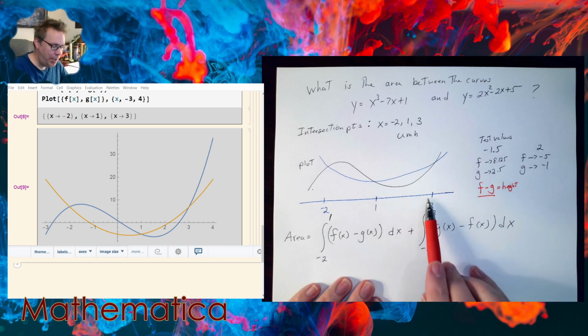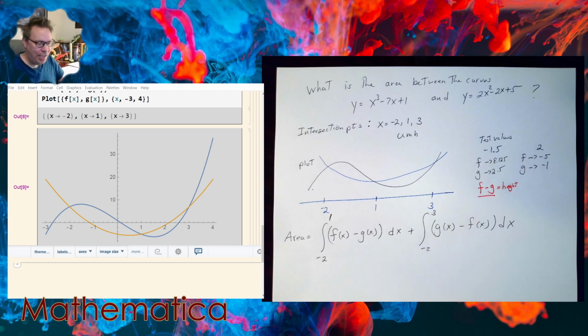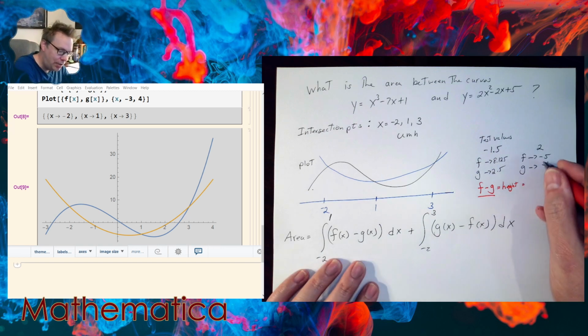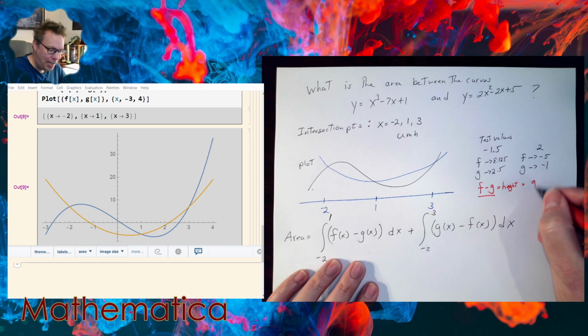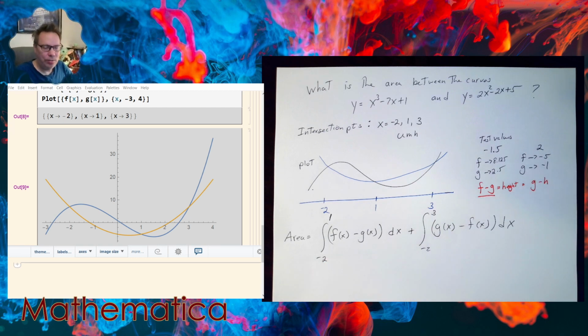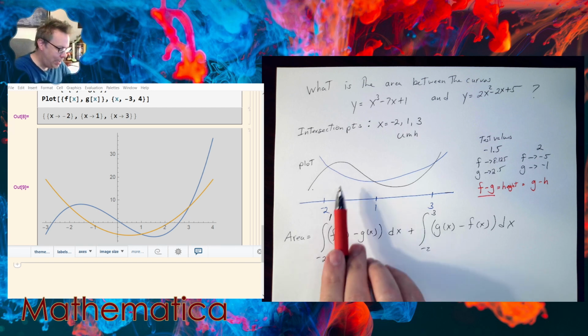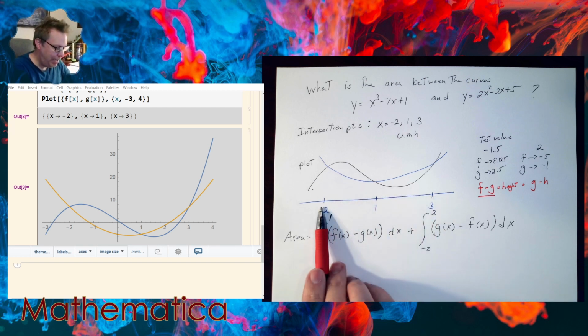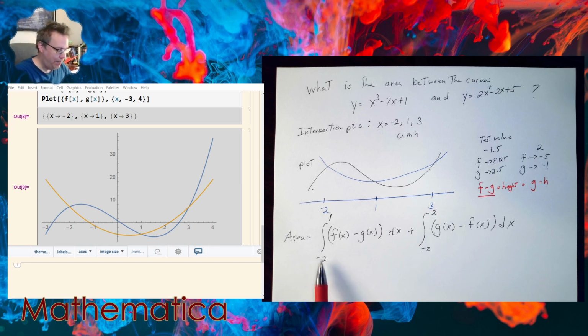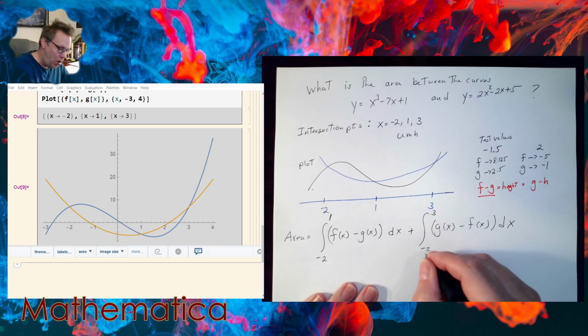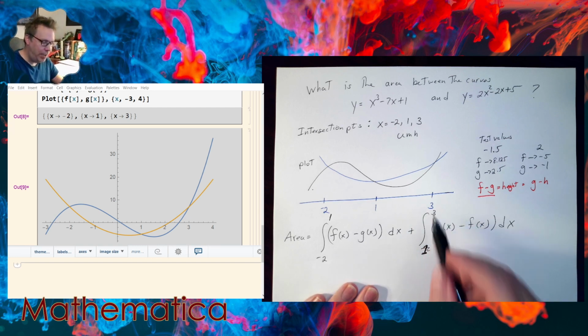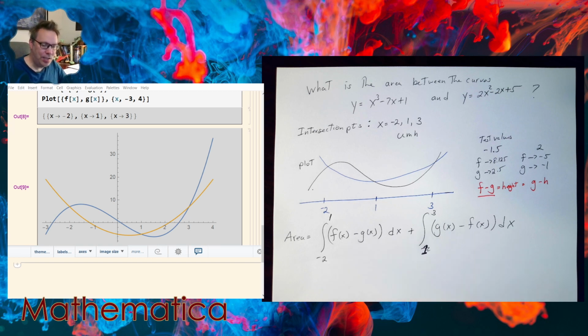But on the interval from 1 to 3, let me pick a test value of 2. When I plug it into f and g, I get -5 and -1. So in this interval from 1 to 3, I get a height that looks like g minus f. Since I have different functions for the height, I need to take the region from -2 to 3 and break it up into two pieces: from -2 to 1, that's why I have this integral here, and then another region from 1 to 3. I need to evaluate both of these integrals.